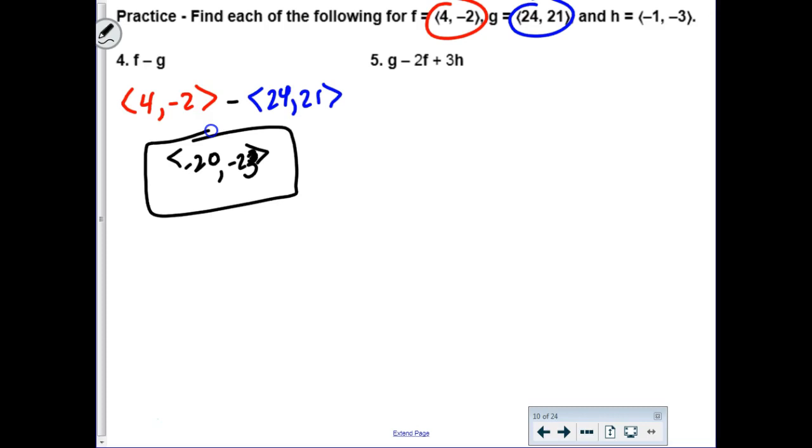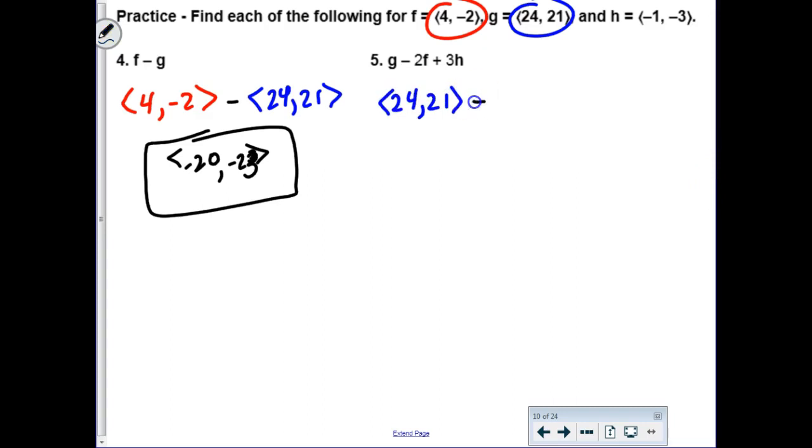And then there's a real fun one here at the end. This is more our style pre-calc. We're going to take g. We're going to subtract twice f. And we're going to add 3 times h. So I'm just going to kind of write it out exactly how they read it off to me. So I'm going to start with g, which, where's g? The blue one, huh? So g is 24, 21.